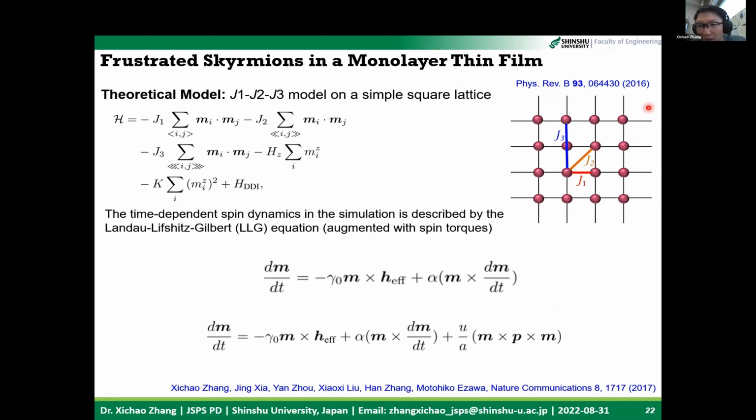studied by Lin and Hayami, where the J1 is a ferromagnetic exchange interaction, and the J2 and the J3 are antiferromagnetic exchange interactions. I also include the perpendicular magnetic anisotropy, the perpendicular magnetic field, and most importantly, we consider the effect of dipole-dipole interaction. The magnetization dynamics is controlled by the LLG equation with the damping-like spin torque. The damping-like spin torque can be generated in some ways such as the spin Hall effect.